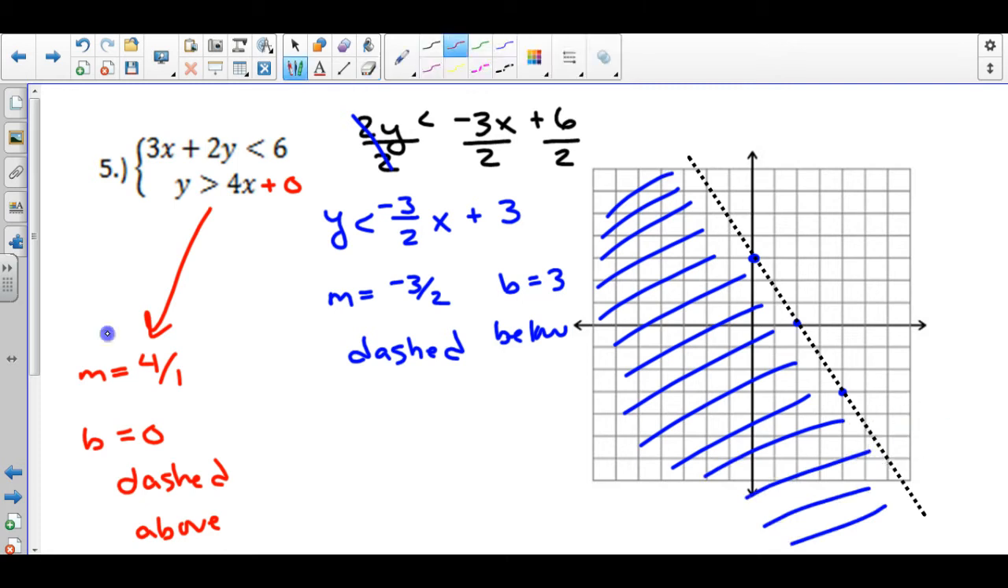Other one, you're starting at (0, 0), and this is going up 4 and to the right 1. And this is also a dashed line. So I get the dashed line tool out, straight down here, and then this one was shaded above. If I look at where this crosses the y-axis, notice that all the points above this, where my cursor is, are greater than that point. So what that means is that your shading is going to be on this side of the line.